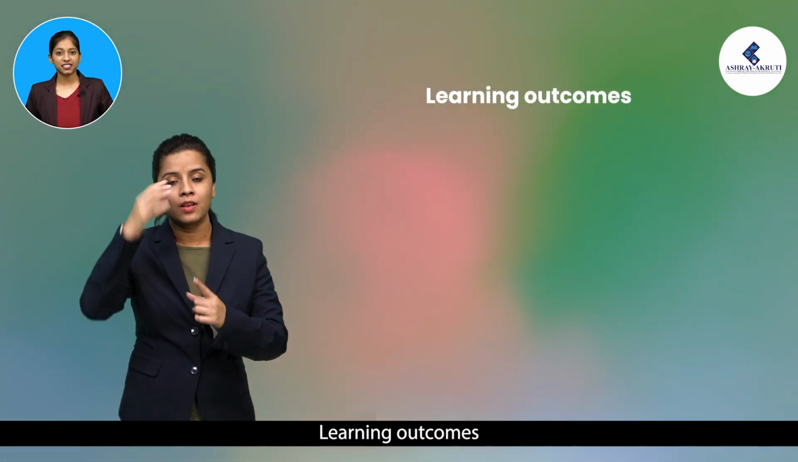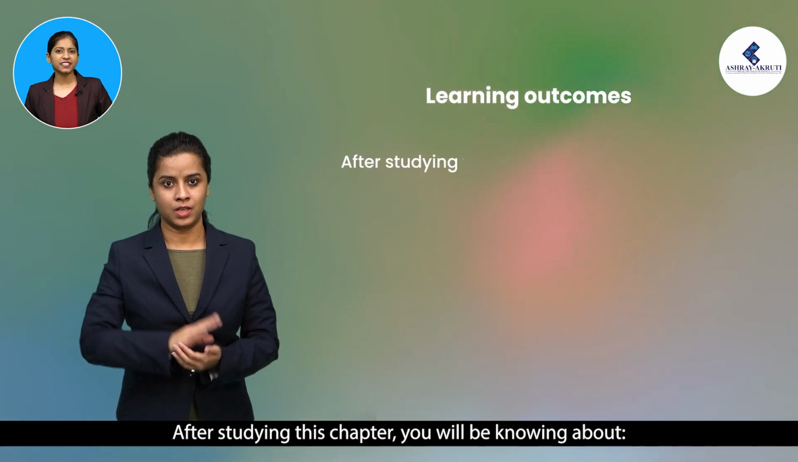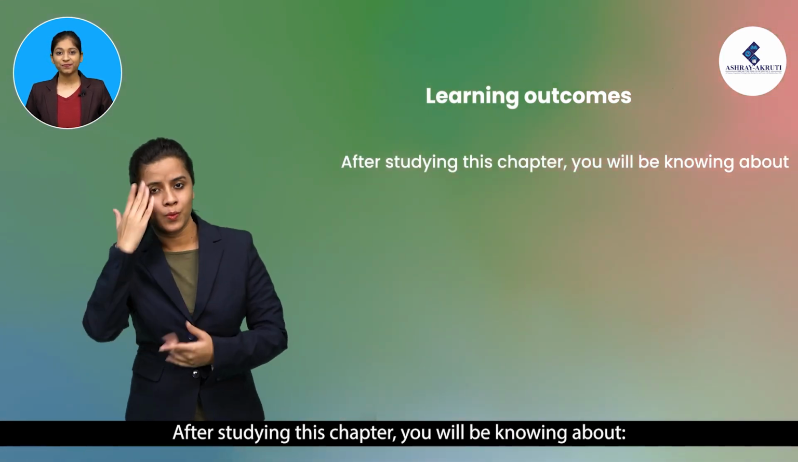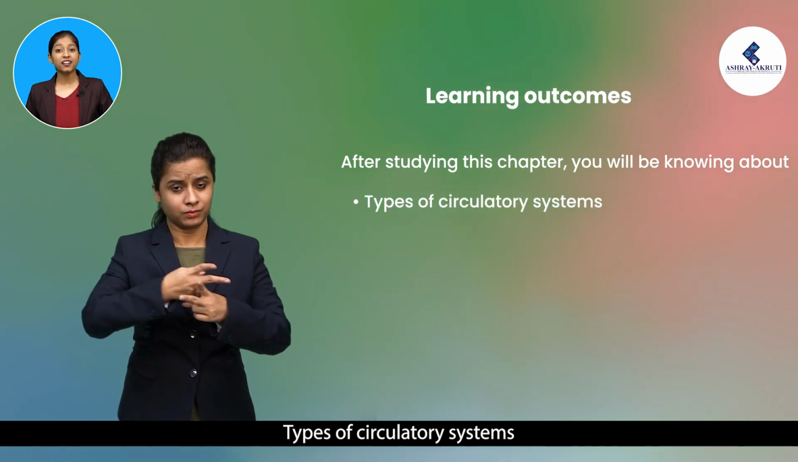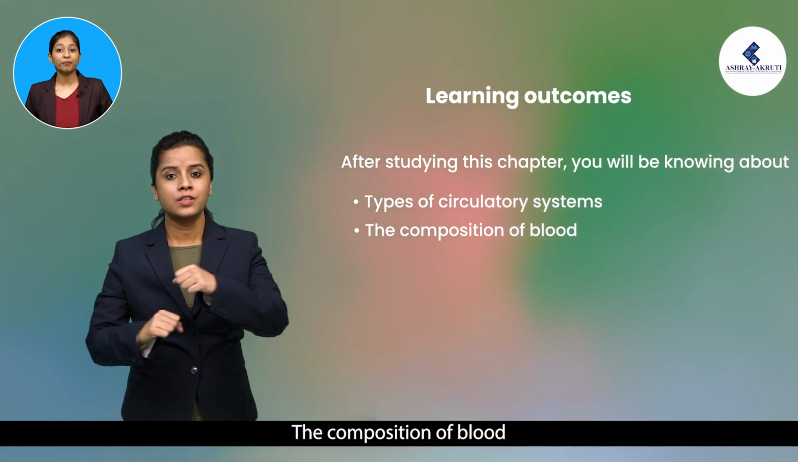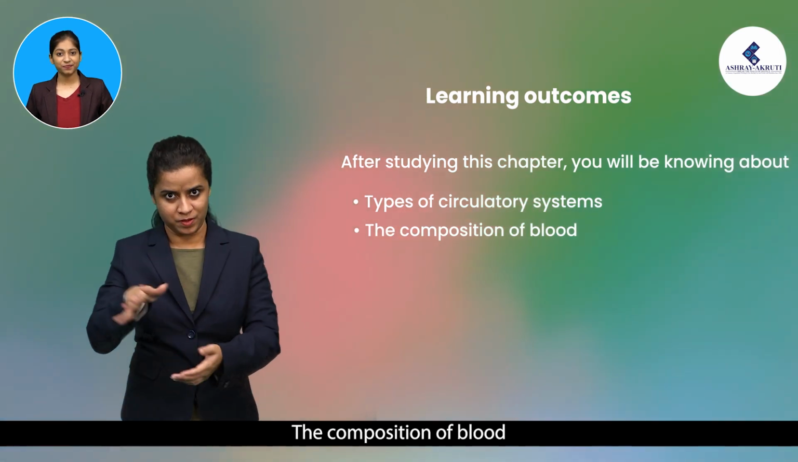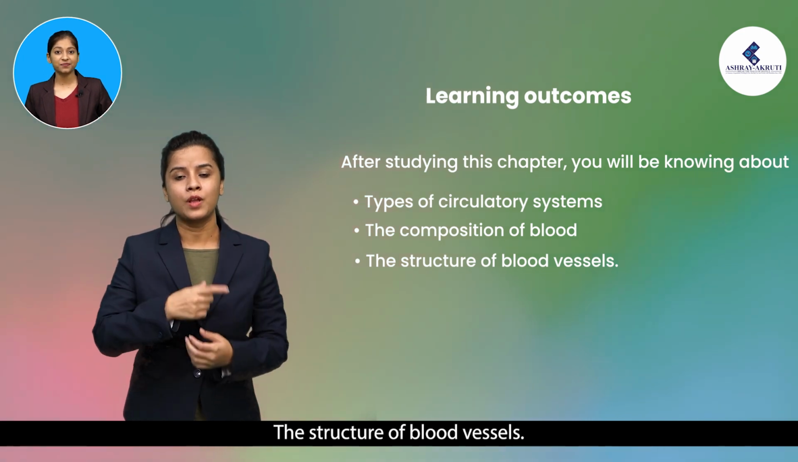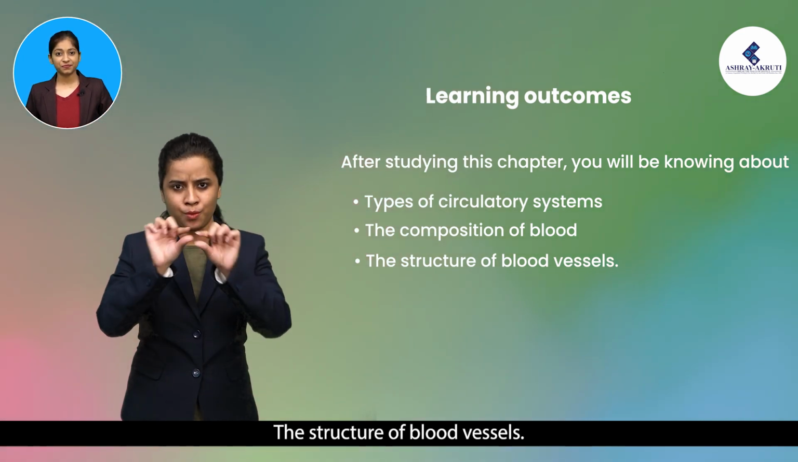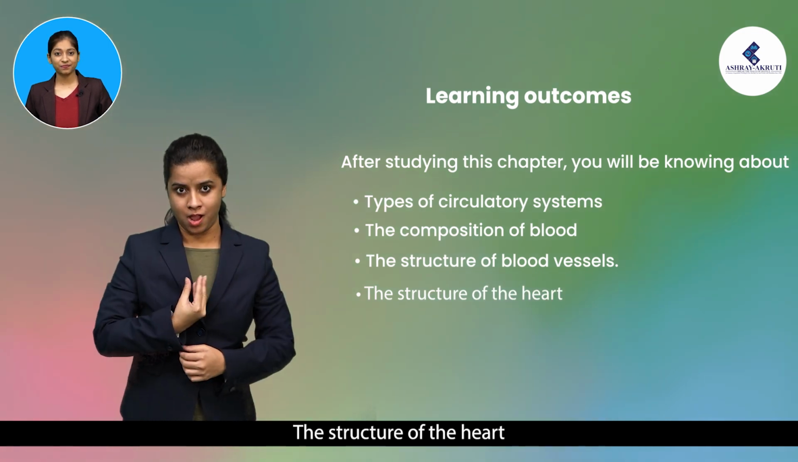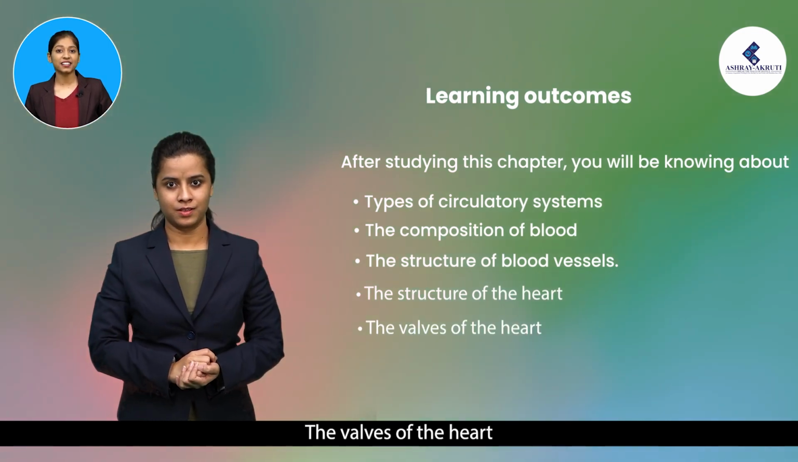Learning outcomes. After studying this chapter, you will be knowing about types of circulatory systems, the composition of blood, the structure of blood vessels, the structure of the heart, the valves of the heart.